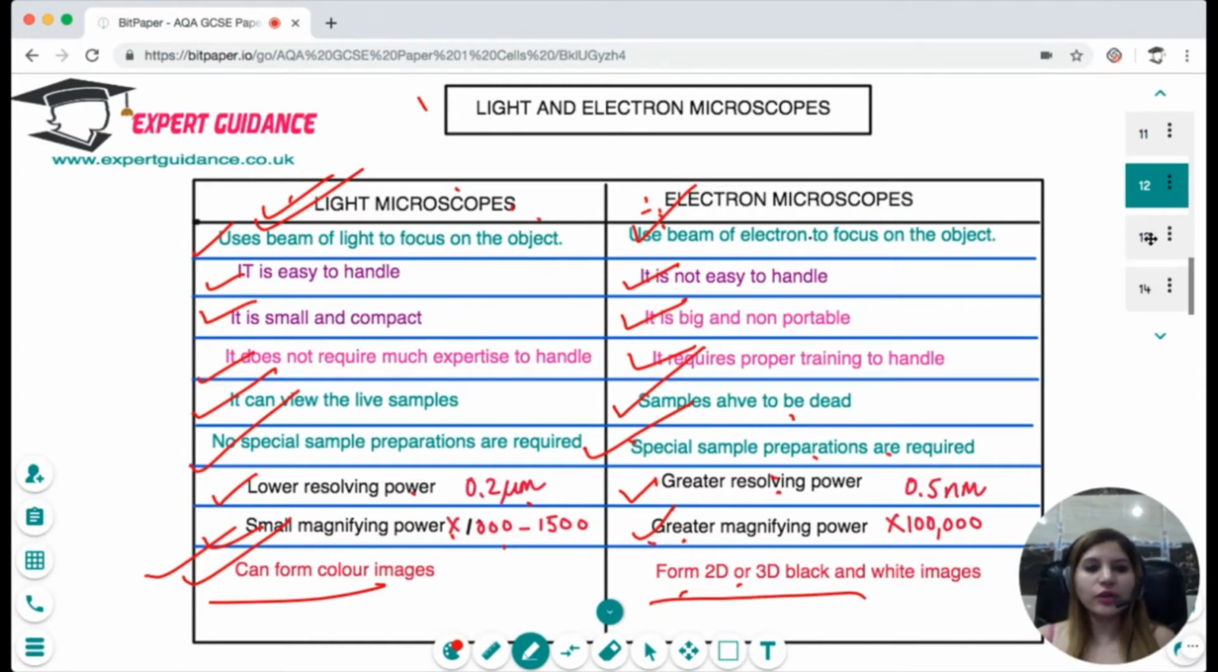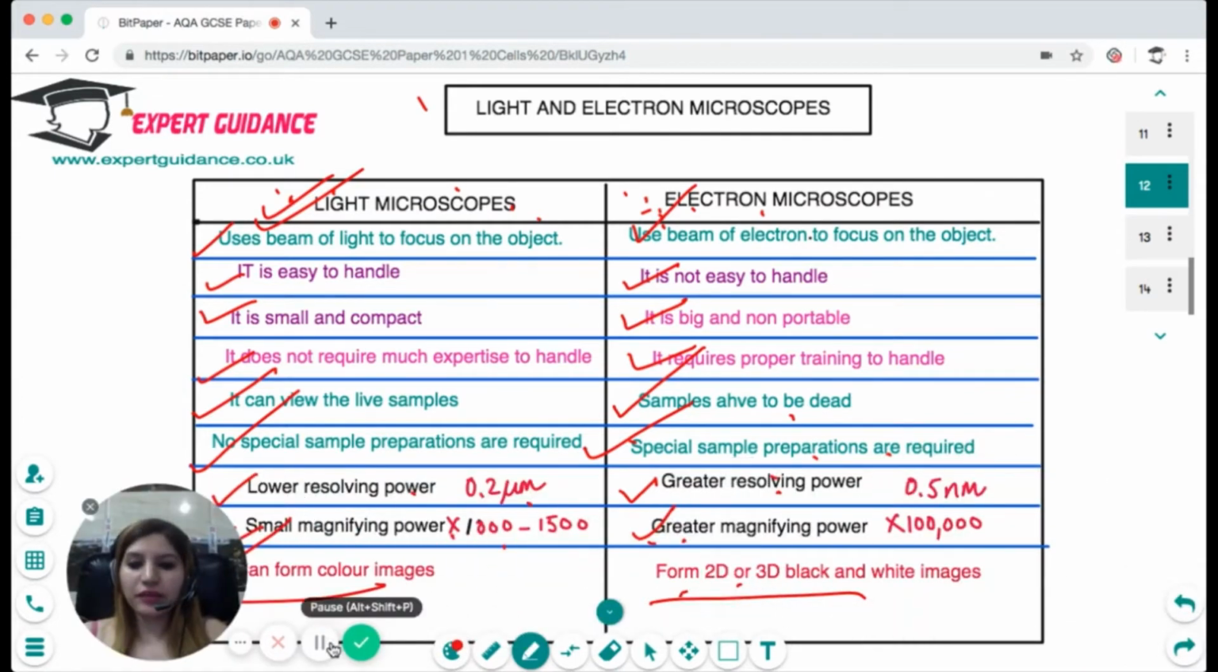Okay, so I hope this difference between the light microscope and the electron microscope is crystal clear to you. Okay, so make sure you can write the similarities and the differences between the two. Okay, so now you should be able to know the difference between a plant cell and an animal cell, the bacterial cell, the light microscope, and the electron microscope.